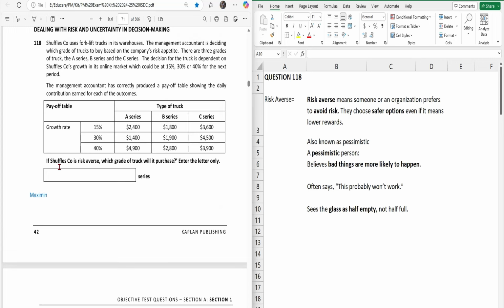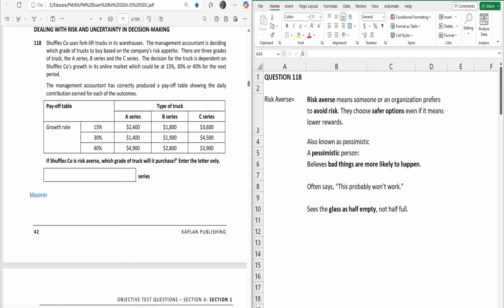Another name for risk averse is pessimistic. The meaning is the same: a pessimistic person always believes bad things will happen to him or her or the organization, and they often say that it won't work. They always look at a half glass of water as half empty, not as half full. So this kind of person or organization is known as pessimistic, and risk averse and pessimistic are the same. So don't get confused if in your exam they say the organization is pessimistic. That means it's a risk averse organization.